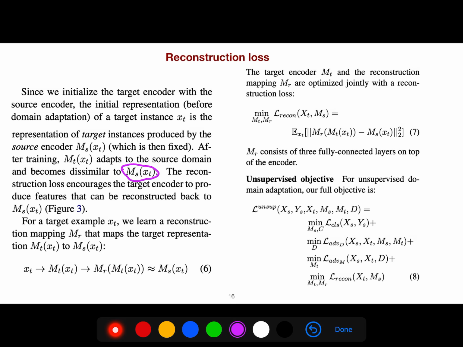So for target example x sub t, we learn a reconstructor mapping. This is your reconstruction mapping that maps the target representation to M sub s. The target encoder and the reconstruction mapping are jointly minimized. So we have the source and then the reconstruction of your target of x sub t. Then it should be minimized.